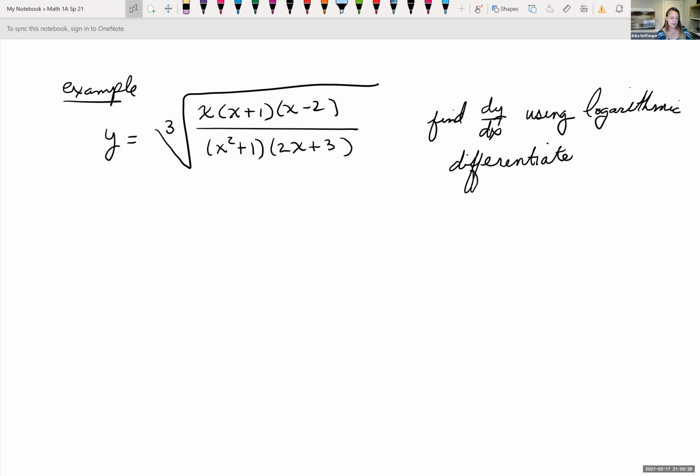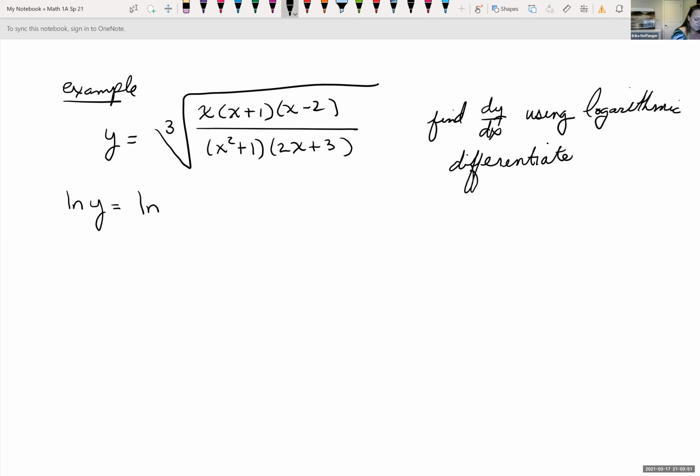Okay, so here's an example where you would want to use logarithmic differentiation to take the derivative of this. This would be really ugly, having to apply the product rule multiple times in the numerator, product rule in the denominator, chain rule, quotient rule. So let's use logarithmic differentiation. Let's take the natural log of both sides.